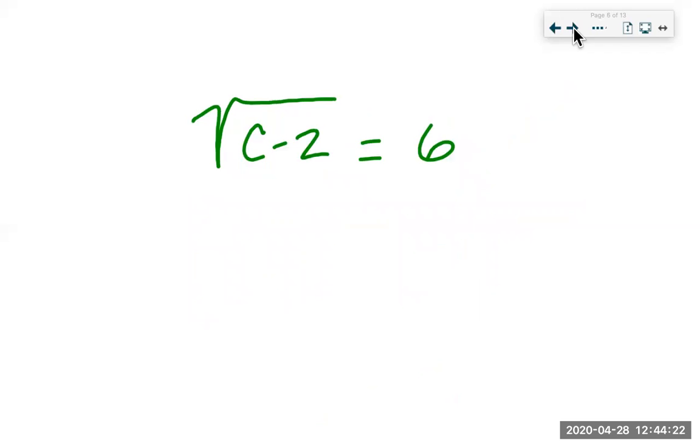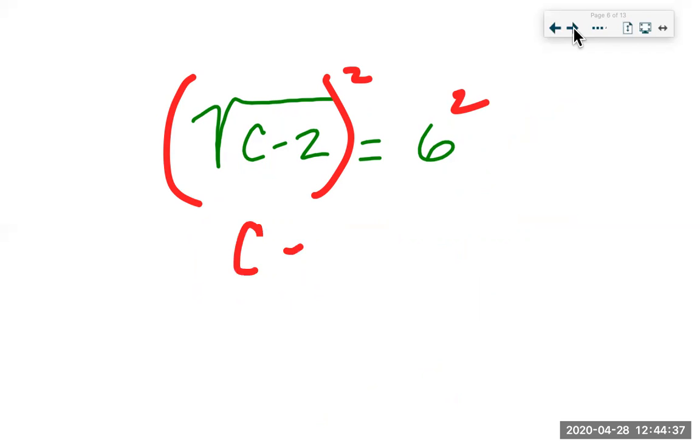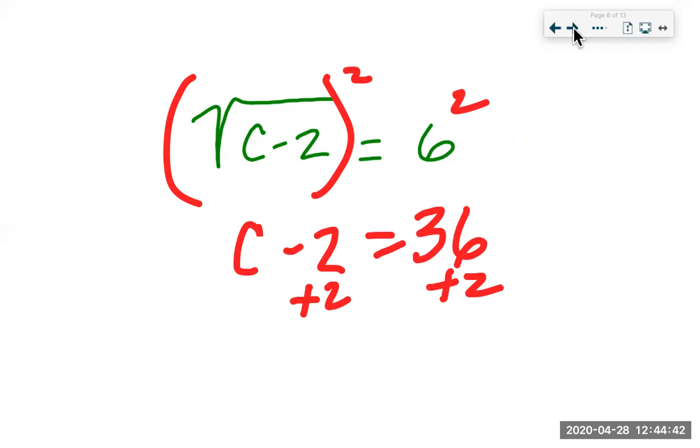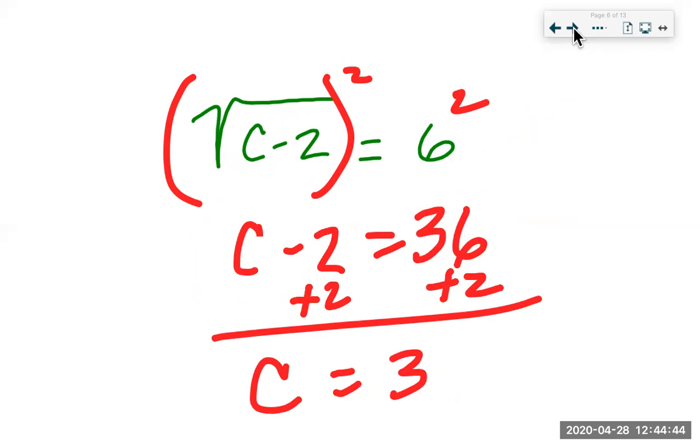All right, now there may be more than one thing happening in the radical. In this case, we're going to subtract 2 from c. So now we're going to just start by squaring both sides. That gets rid of the radical and then helps us to isolate the variable. So this is going to give us c minus 2 is equal to 36. Add 2 to both sides, c is equal to 38. So checking that, I replace c with 38. 38 minus 2 is 36. The square root of 36 is 6.